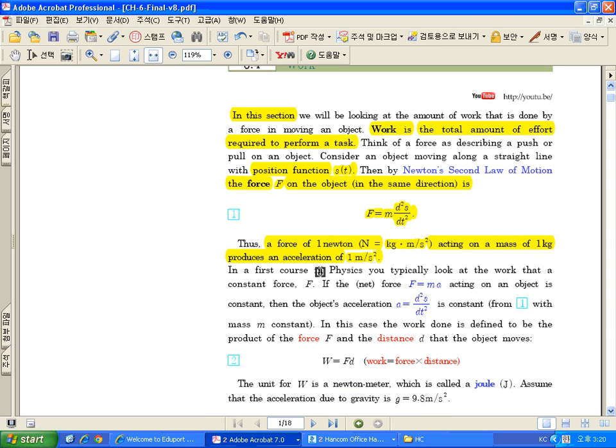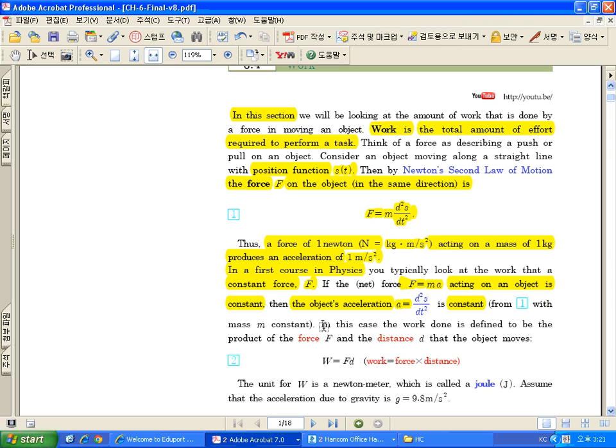In a first course in physics, you typically look at the work done by a constant force F. If the net force F, equal to ma, acting on an object is constant, then the object's acceleration a, which is the second derivative of the position function s of t, is a constant.